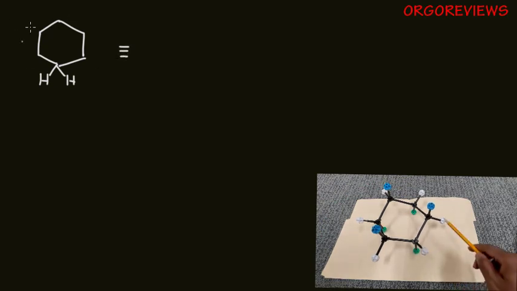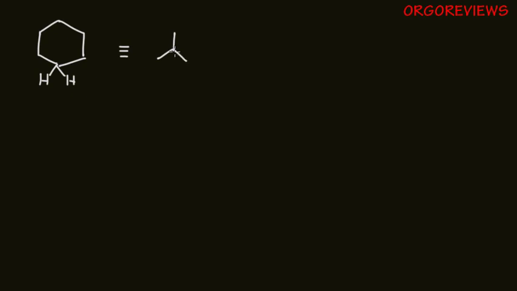Let's look at the structure of cyclohexane. Cyclohexane is a 6-carbon ring structure. Each one of the carbons in the structure has 2 hydrogens. But because the carbons are kind of arranged in a ring, the tetrahedral structure of each carbon presents some kind of what we call ring strain.